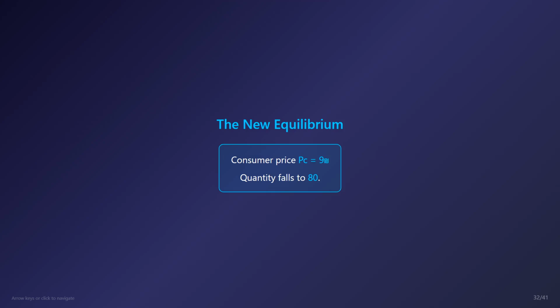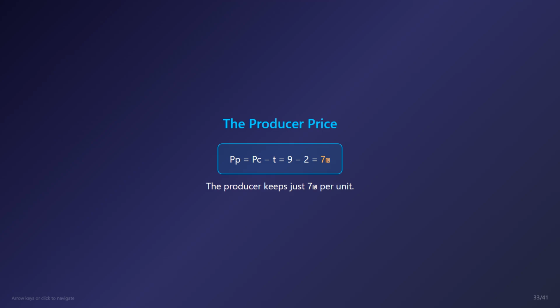Solving for the new equilibrium, the consumer price rises to 9 shekels, and the quantity falls from 100 to 80. The tax has pushed the price up and shrunk the market, just as the theory said. Now the producer price. The producer collects 9 shekels from the consumer but hands 2 to the government. So the producer keeps 9 minus 2, which is 7 shekels per unit. That's PP equals PC minus T.